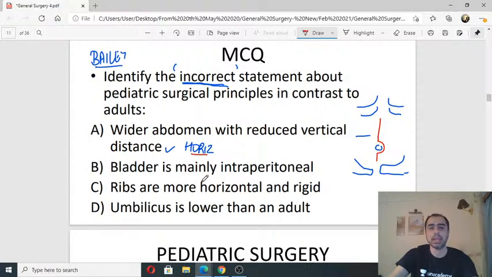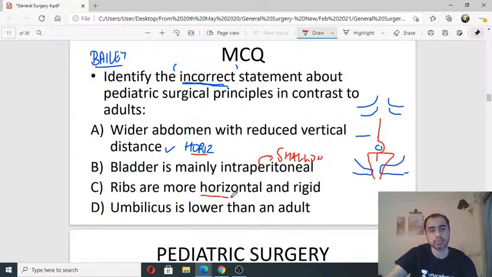Bladder is mainly intraperitoneal. This is correct. This is because the pelvis is shallow. It is not well developed. The depth of the pelvis is not yet there. So bladder is shallow, pelvis is shallow, so bladder is mainly intraperitoneal. This is correct. Ribs are more horizontal.